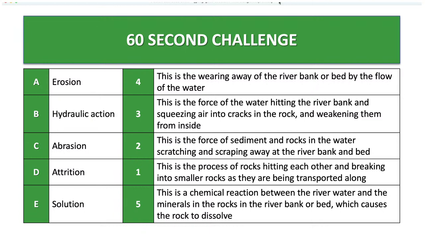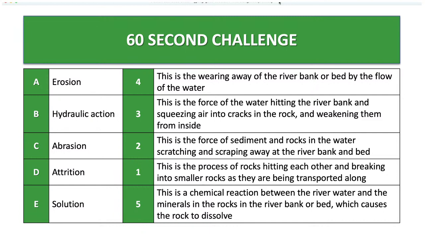This will scratch and it will scrape away, so a bit like the force of sandpaper, really. D1 is attrition. This is a process of rocks hitting each other, breaking smaller rocks as they are being transported along. You can either break off those sharp edges with this process, or they just bang together and, as they hit each other, they break up into smaller bits.